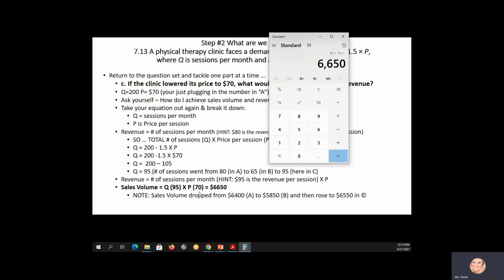So sales volume dropped from 6,400 to 5,850 when we raised the price. But then when we lowered the price back down, and actually lower than it was to begin with, it rose back up to $6,650.